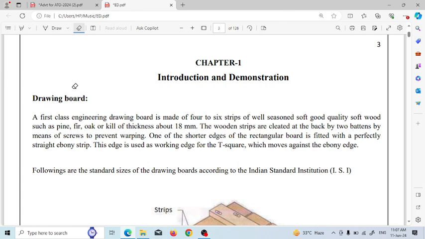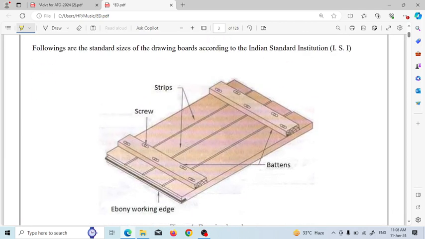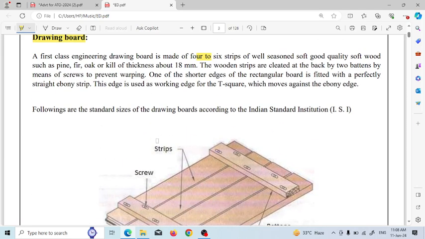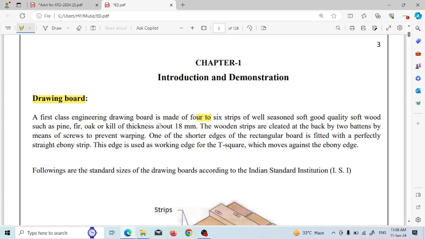So the first one is the drawing board. A first class engineering drawing board is made of 4 to 6 strips. As you can see in the figure, this is made of 4 strips. You can make 6 strips also, and it is made of well seasoned, good quality soft wood such as pine, fir, oak or kail, of thickness about 18 mm, as mentioned. And we have discussed the drawing board.